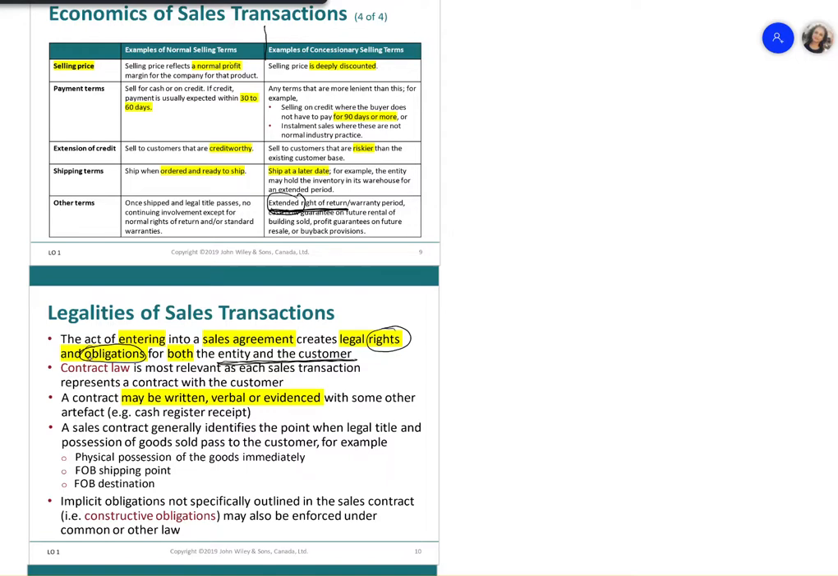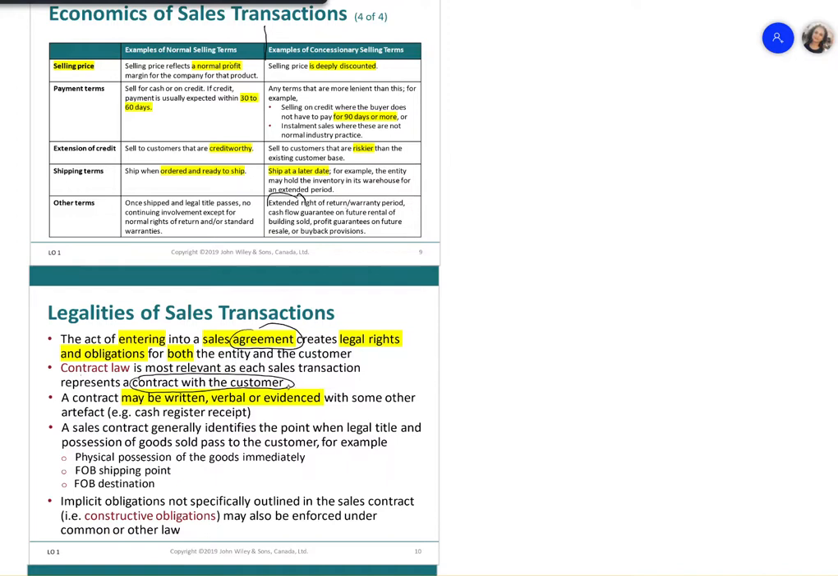When you do a sales agreement, the agreement is another way of saying a contract. Contract law is most relevant, as each sales transaction represents a contract with the customer. So when we are creating a sales agreement, it's a contract between the entity and the customer.